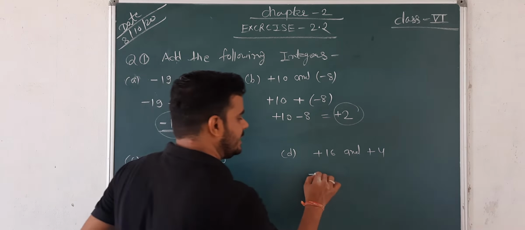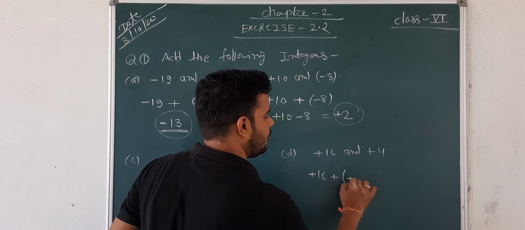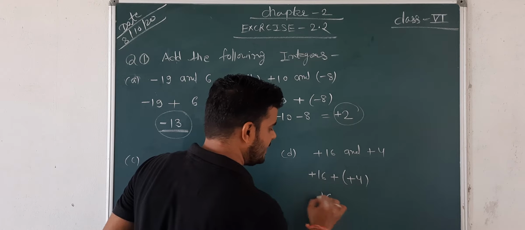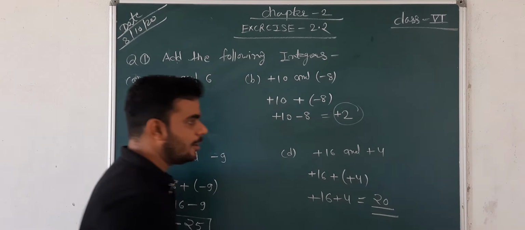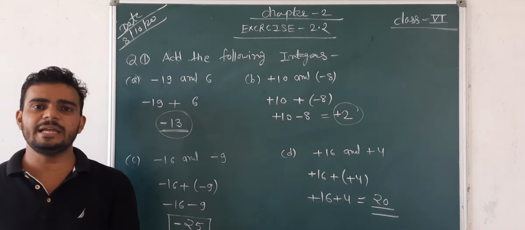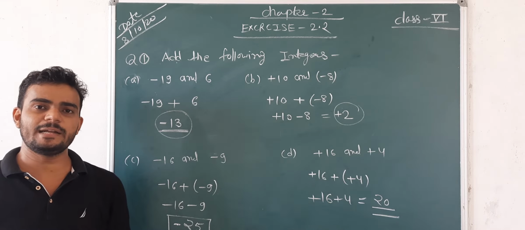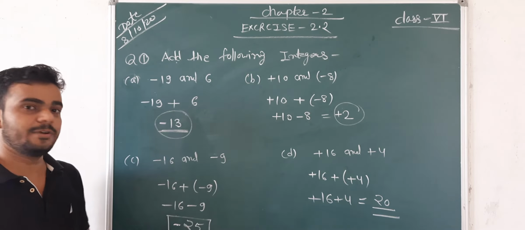Here also, positive 16 plus positive 4, then positive is always positive, and 16 plus 4, the answer is 20. Any doubt? This is the way to add the following integers. Okay, so take the screenshot and write it in your notebook. If you have any doubt, then you can ask.